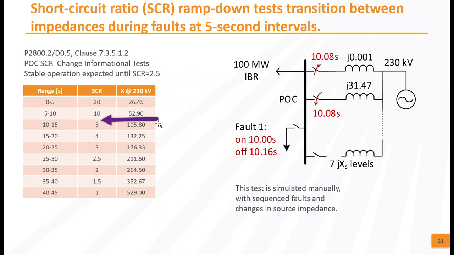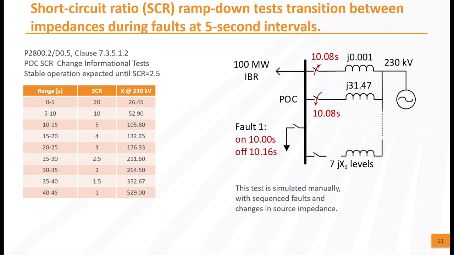And this is the equivalent X at 230 kV to achieve that. So the plant reactance, to reiterate, is not close to 0, it's at least 74 ohms. And so, to get a short circuit ratio of 10, we could have 52.9 ohms at the most. So we cannot get up to the short circuit ratios of 10 and 20.